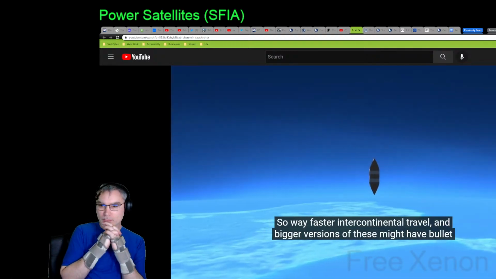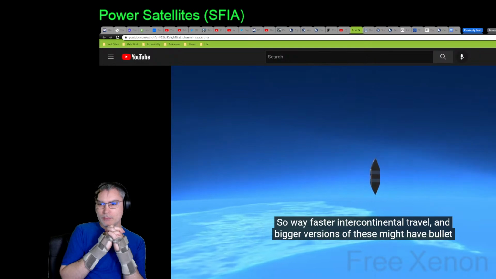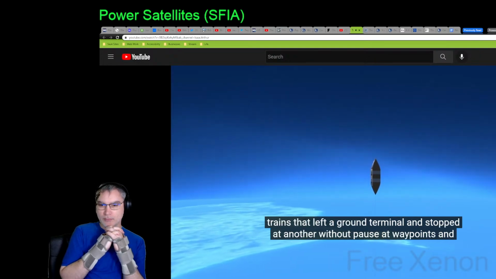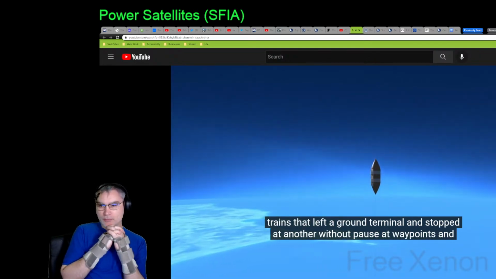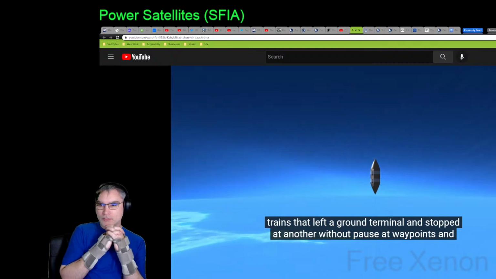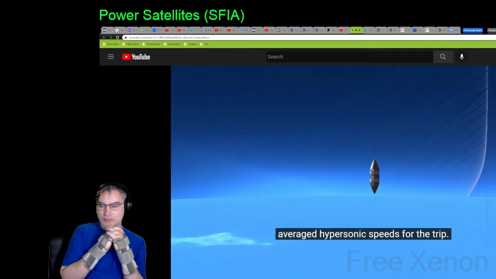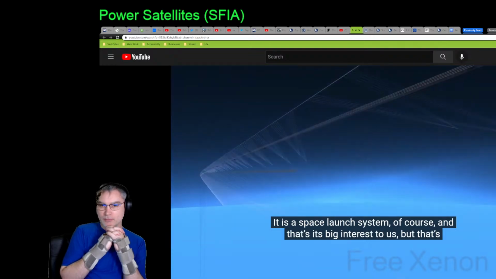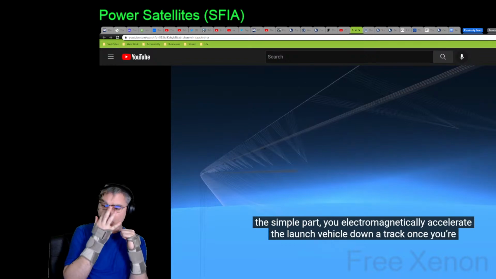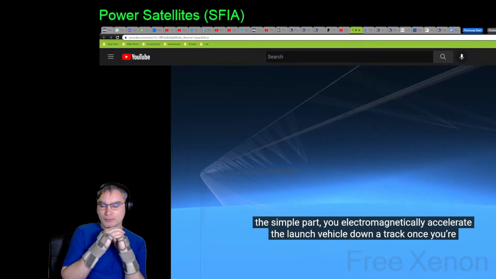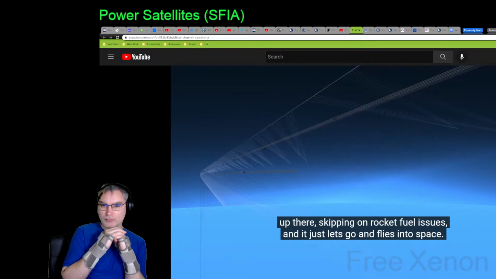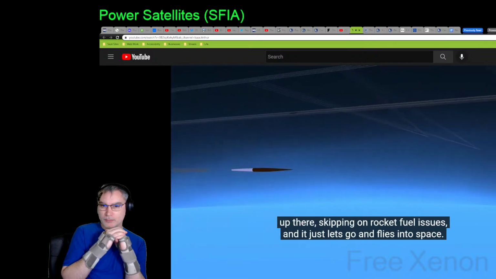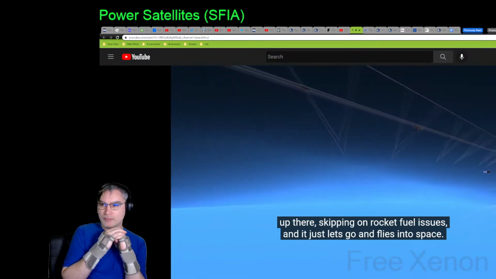So way faster intercontinental travel, and bigger versions of these might have bullet trains that left a ground terminal and stopped at another without pause at waypoints and average hypersonic speeds for the trip. It is a space launch system, of course, and that's its big interest to us, but that's the simple part. You electromagnetically accelerate the launch vehicle down a track once you're up there, skip beyond rocket fuel issues, and it just lets go and flies into space.